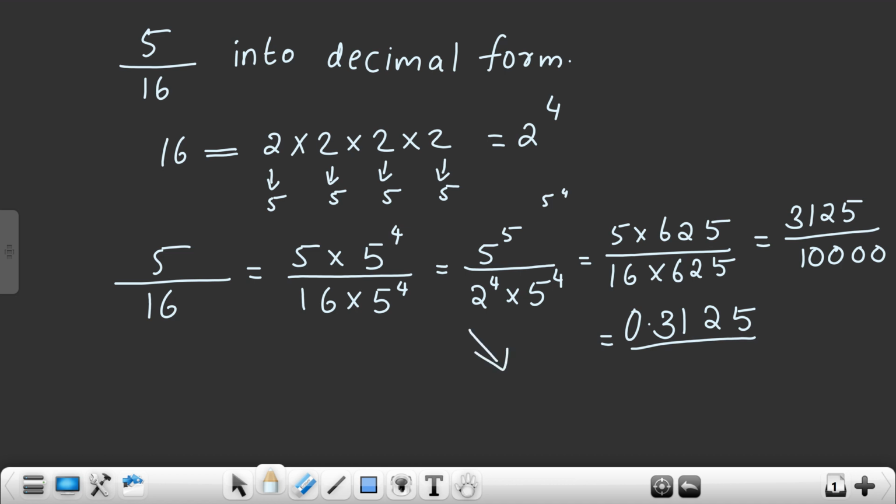From this step you can do it easily. 5 raised to 5 by 2 raised to 4 into 5 raised to 4. This is of the form a raised to m into b raised to m. The powers are the same, then what? ab the whole raised to m. So this we can write as 2 into 5 the whole raised to 4. This way also we can do.